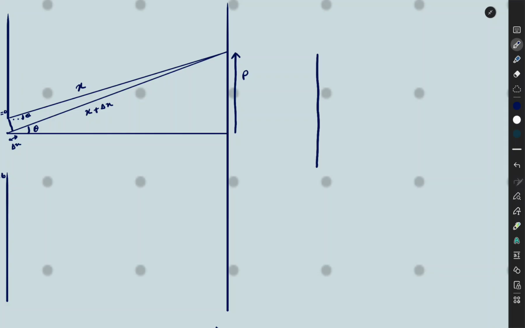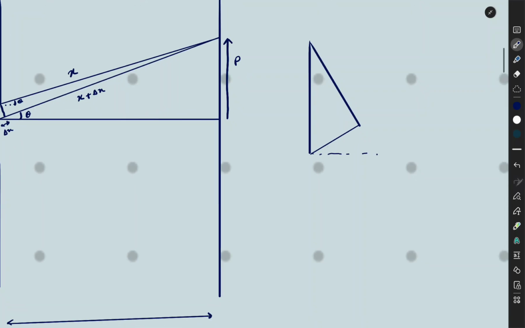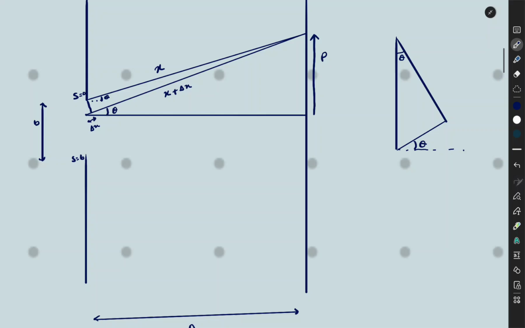If this is theta from the horizontal, then this will be theta from the vertical, and let us take any position S over here.